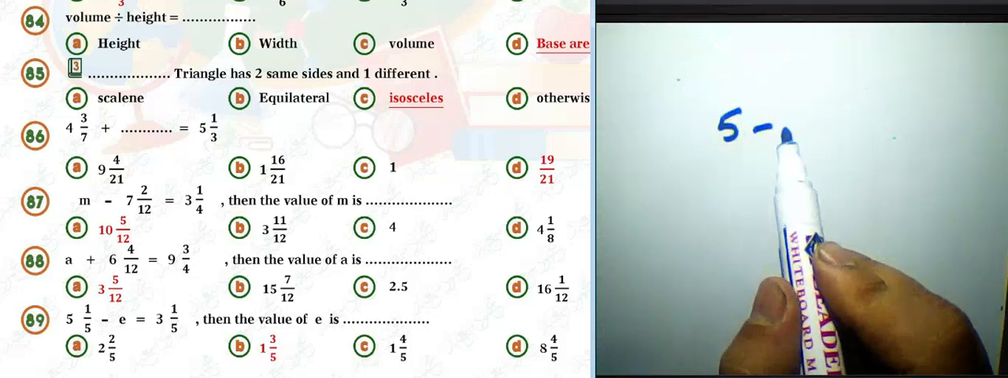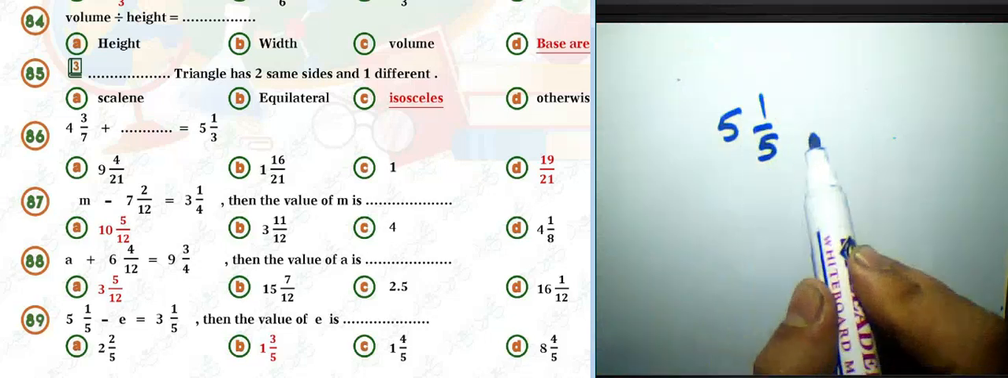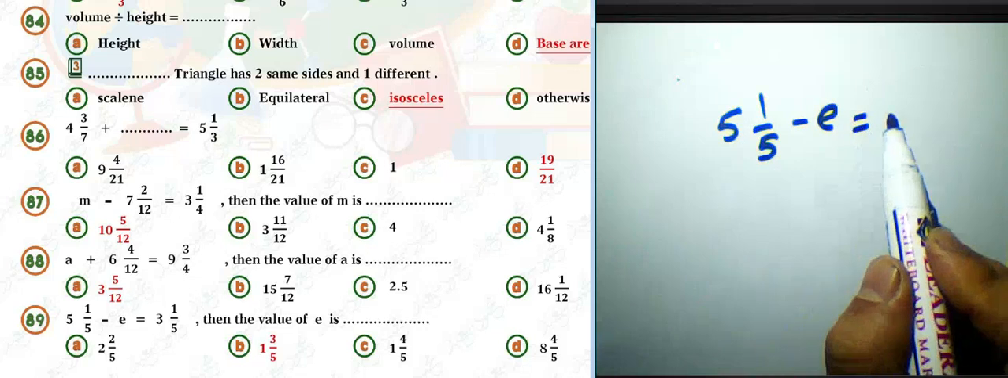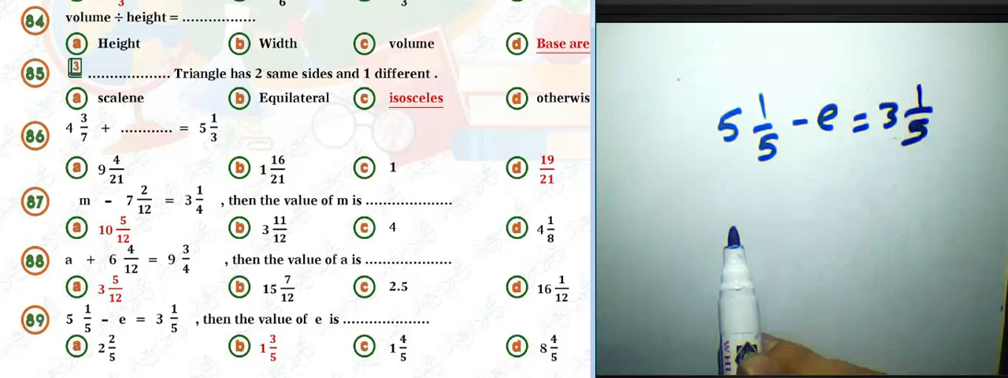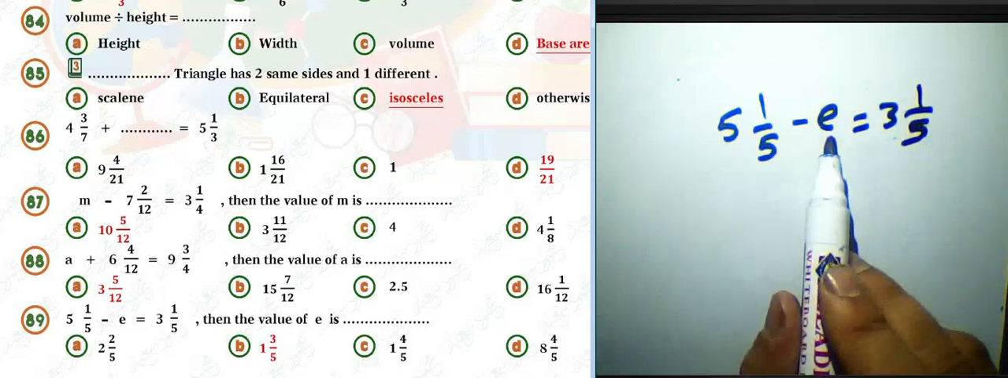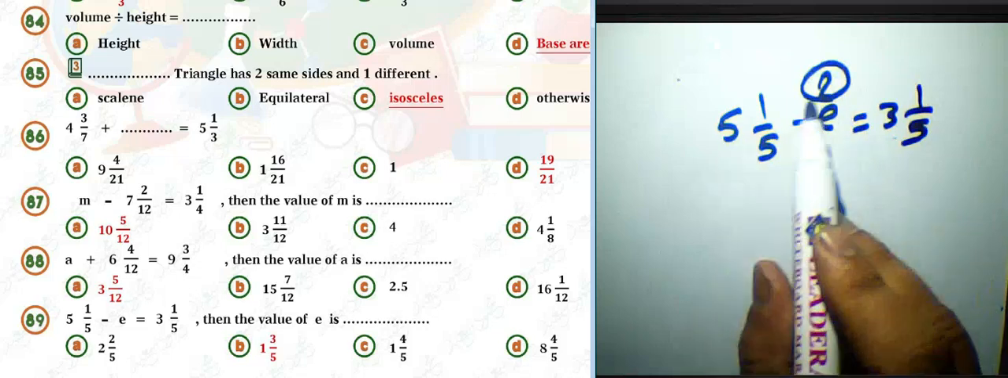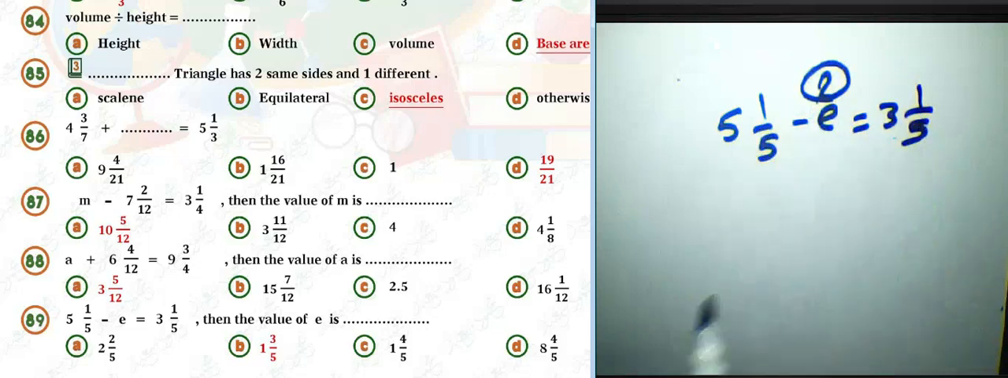5 and 1 over 5 subtract E equals 3 and 1 over 5. E will be 2 because 5 minus 2 equals 3 and 1 over 5. Write it here.